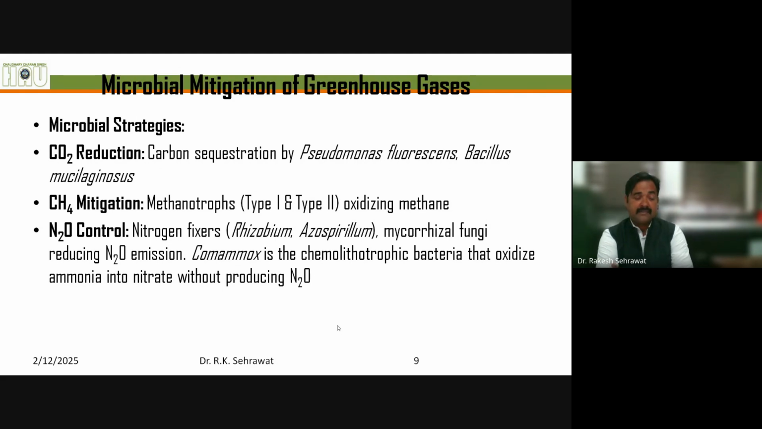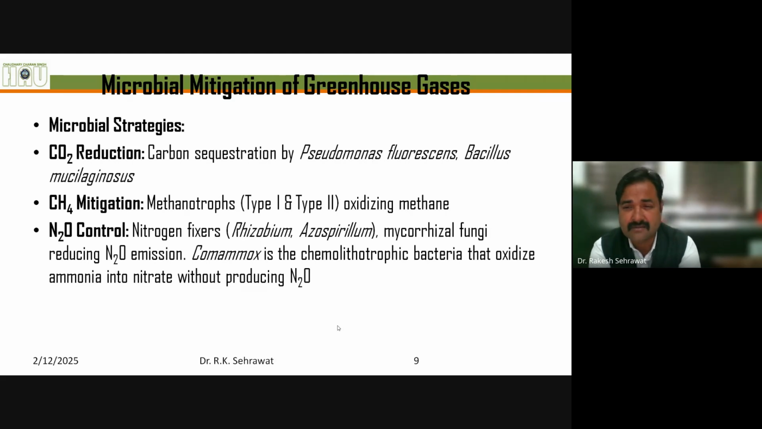Then methane mitigation, methanotrophs, as I discussed earlier, there are two kinds of methanotrophs, type 1 and type 2, depending on the concentration of the methane. They are oxidizing the methane and converting it back into carbon dioxide, which has less impact on the greenhouse gases. Then nitrous oxide control, we can use nitrogen fixers rather than going for urea and chemical fertilizers.